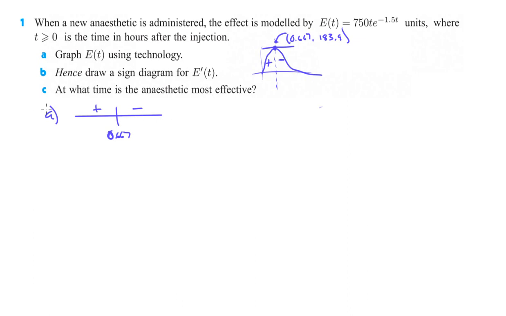That's part A, but that's B. At what time is the anesthetic most effective? Obviously right up here at the top is where it's going to be the most effective, which is at 2/3 of an hour. So 2/3 of 60 means it is most effective 40 minutes in.